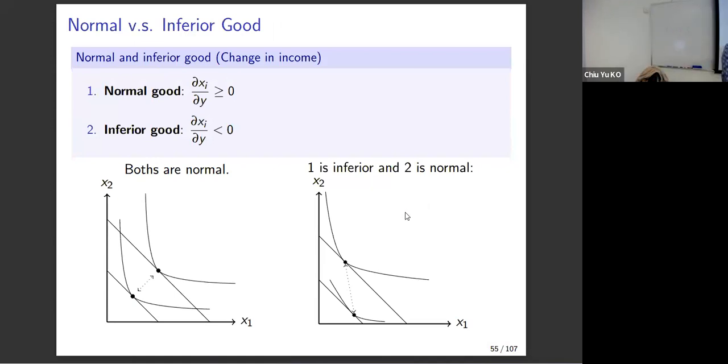And as I said, this is a normal good. Your income goes up, you consume more, okay? The inferior good looks like this: your income goes up, you consume less, okay? So that is the idea, okay?